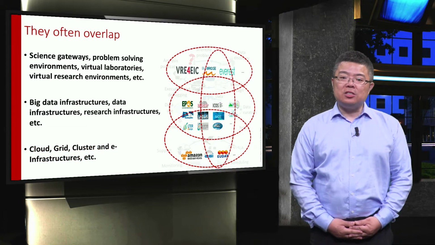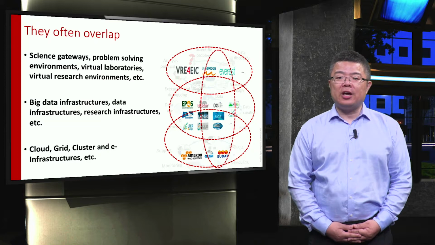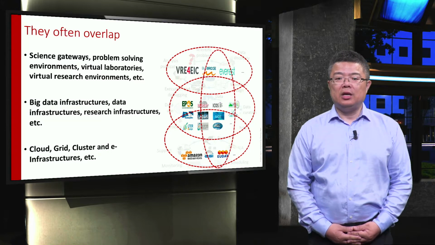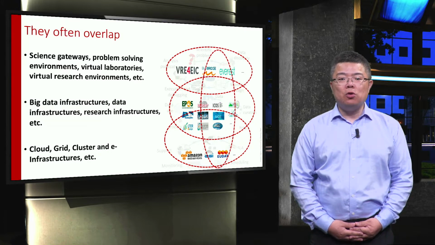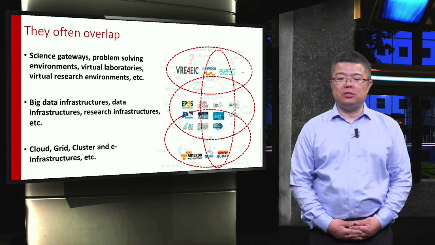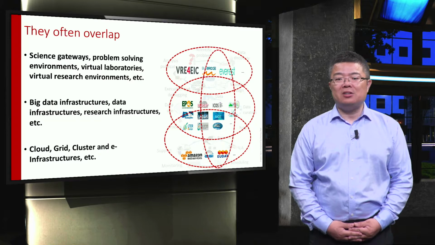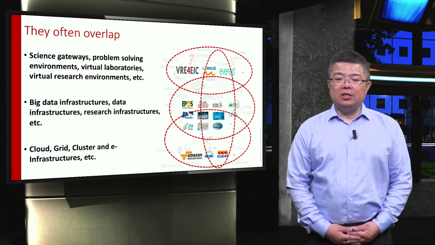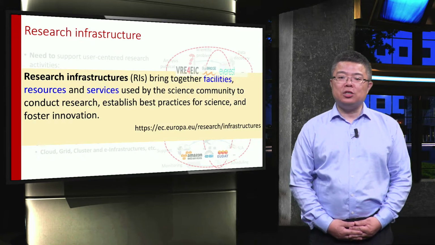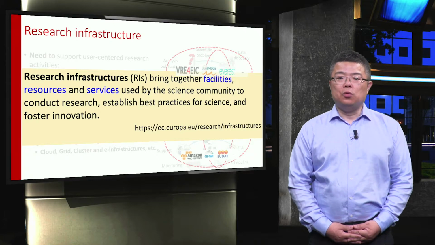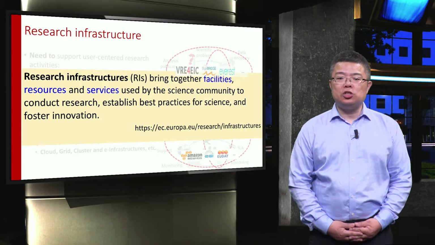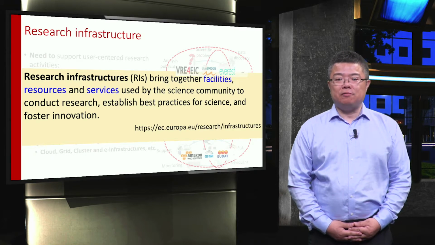In reality, those systems or infrastructures often have overlapping boundaries, so they coexist more like an ecosystem of services which serve scientific research from the perspective of different life cycles. In this ecosystem, research infrastructure is an important support environment which bridges the gap between research data and user-centric environments, and between the research data and the underlying physical infrastructures.